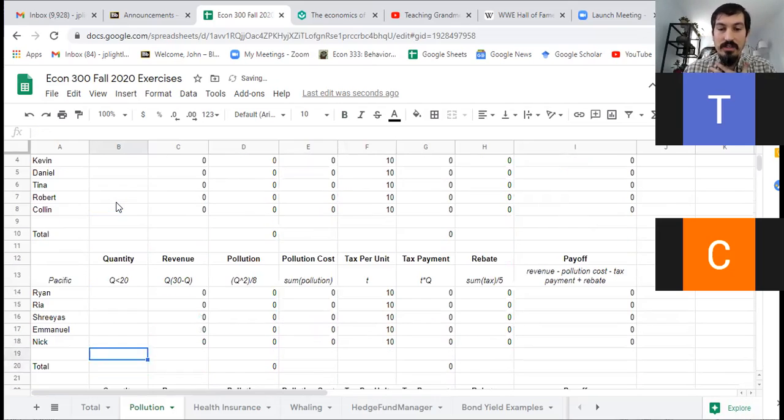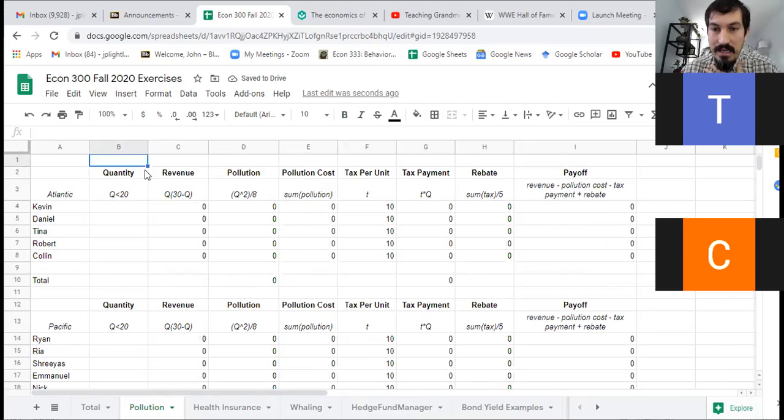I was going to have you guys choose your own tax payment. There's no time. Let's just make it 10, tax per unit. The tax rate is 10, okay? So you have to pay a tax of T times Q, which will be totaled and given back as a rebate to the 5 members of the group.